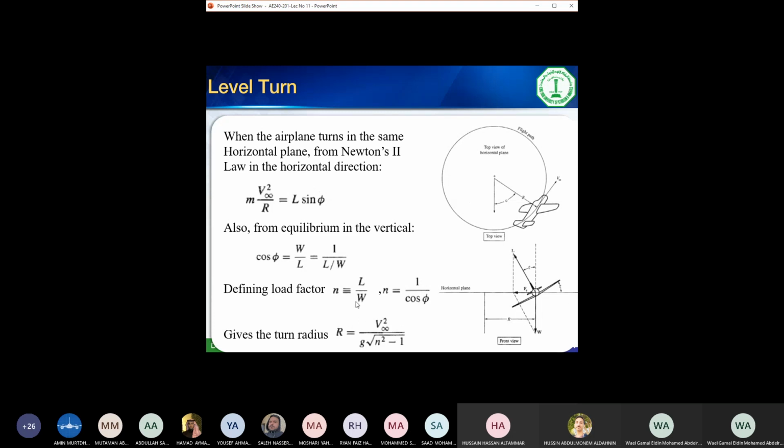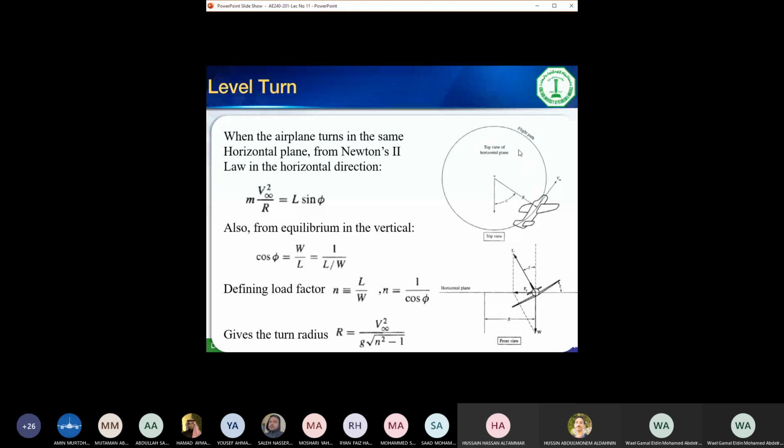Now, from a design point of view, if you are designing a military aircraft, a fighter aircraft for example, would higher values of R or lower values of R be better? Again, the question. Yes. We always want lower values of R, because lower values of R means the aircraft can make a sharp turn.